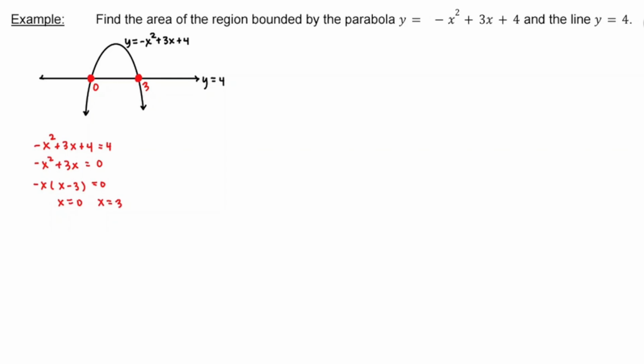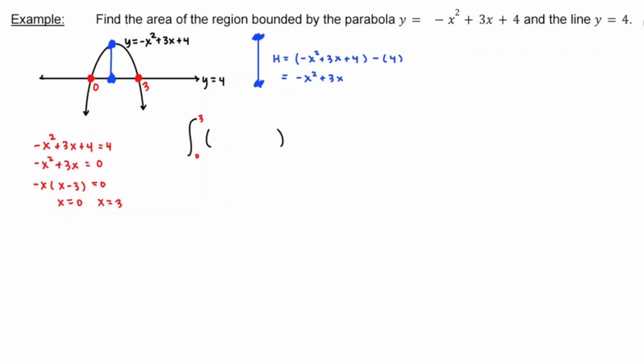Then from there, I need to think about top and bottom, because that's going to be my integrand, the thing that goes in my integral. So I'm going to draw a representative rectangle and take it off to the side and say, on top, I've got negative x squared plus 3x plus 4, and on bottom, I've got y equals 4. So I'm going to take top minus bottom for the height of my rectangle. The width would be dx, and so I start an integral. Actually, I might subtract those first, because you don't want to be doing plus 4x and minus 4x in the antiderivative. That's not what we want to do.